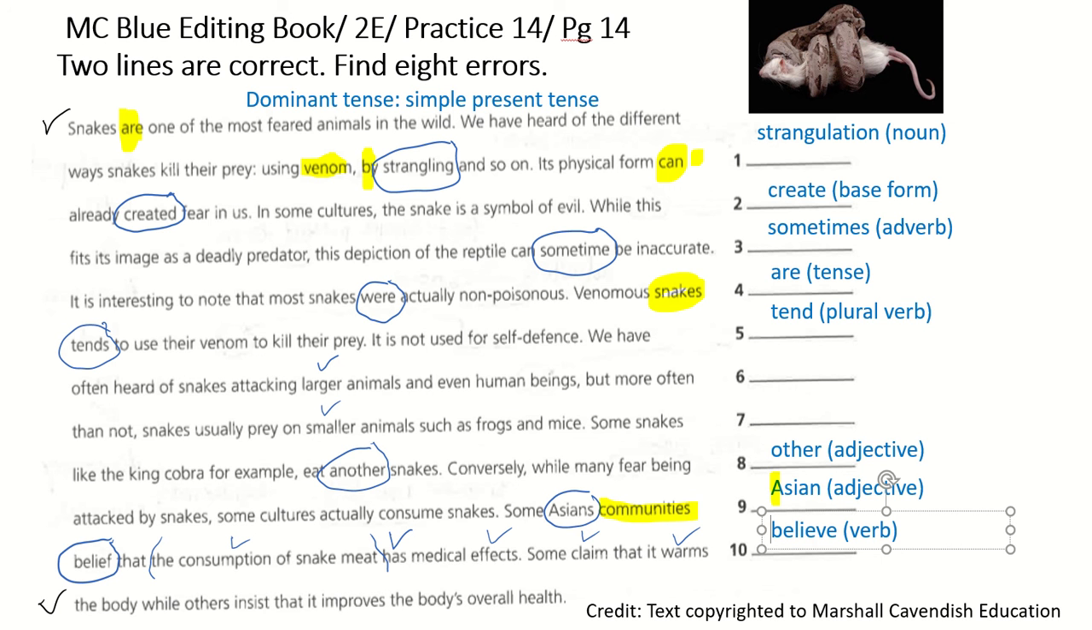So this concludes my editing practice of the Blue Editing book. After reading this text, think about it. Would you consume snake meat since it is claimed to have medical effects? Think about it and let me know in the comments below. Thank you.